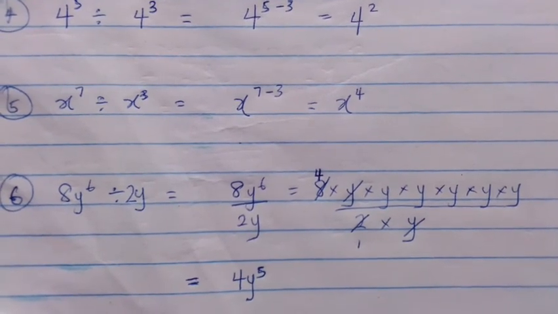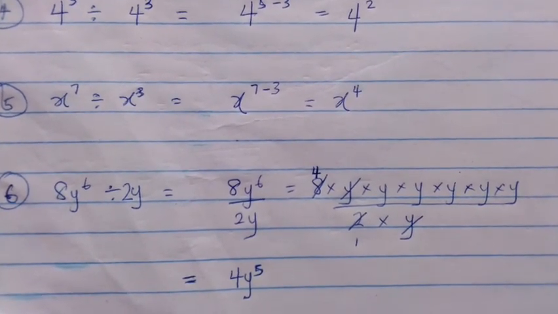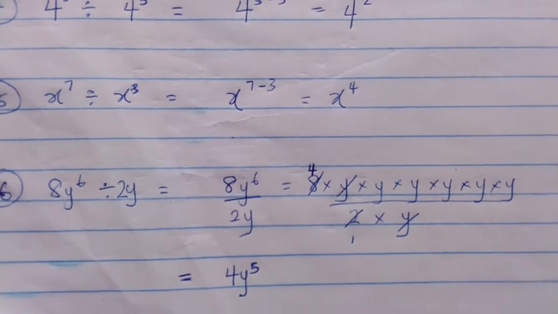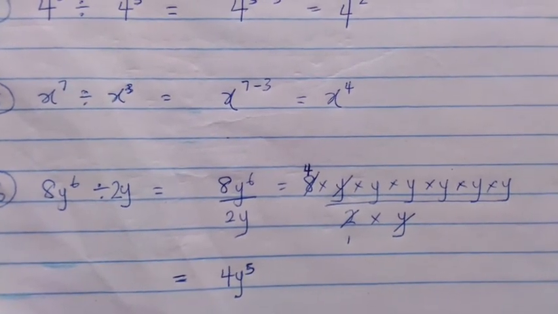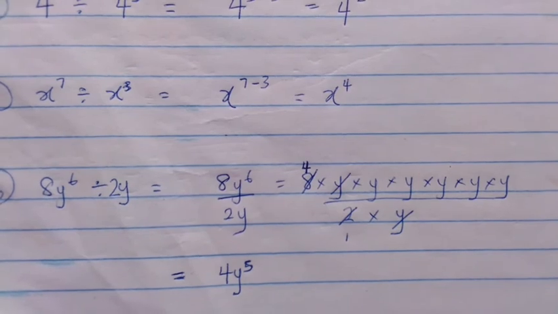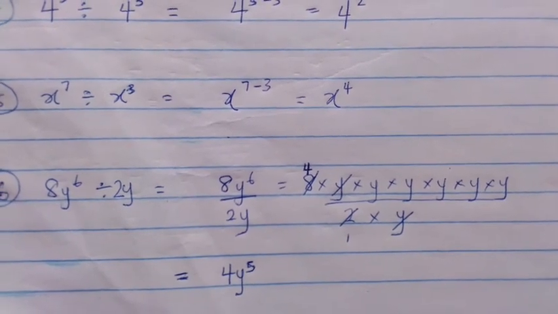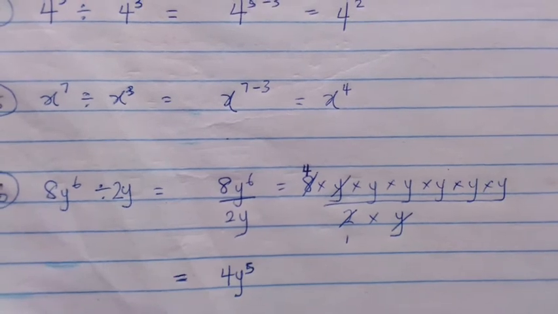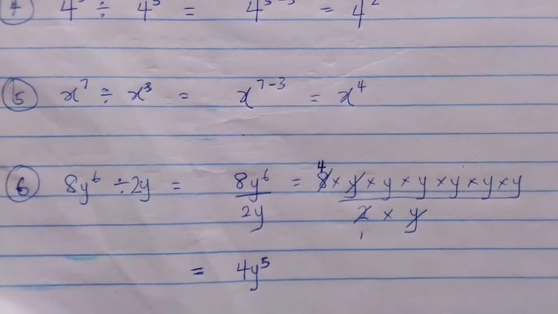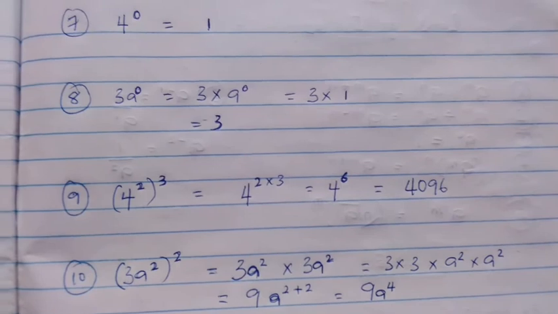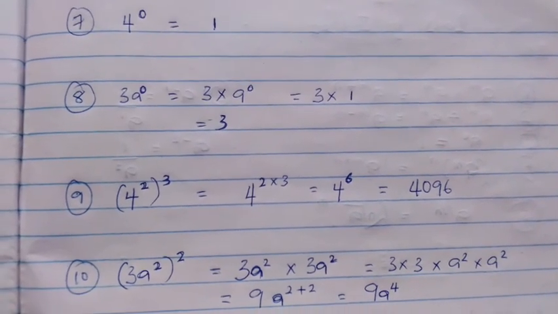And for 8y raised to power 6 divided by 2y, in this case, you express it in fraction form, which is 8y raised to power 6 over 2y. Okay, so that becomes 8 times y in 6 places over 2 times y. Therefore, 2 in 8 is 4, then 1y cancels 1y, which we are now left with 4y raised to power 5.